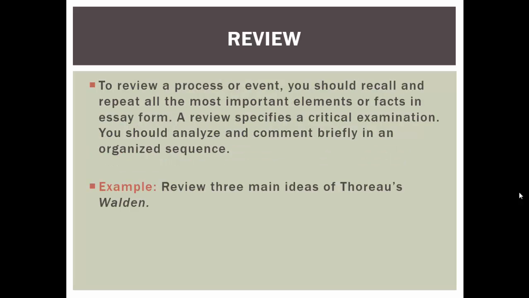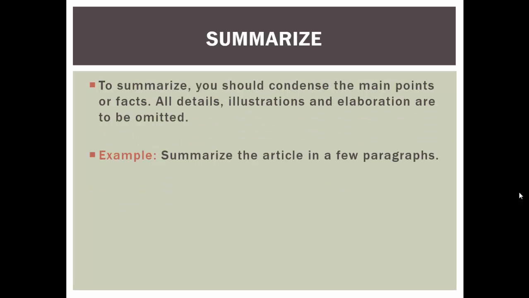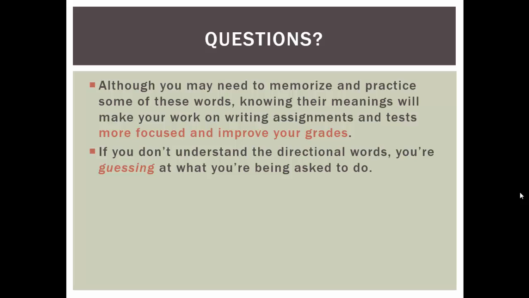Review. To review a process or event, you should recall and repeat all of the most important information or facts in essay form. A review specifies a critical examination. You should analyze and comment briefly in an organized sequence. For example, review 3 main ideas of Thoreau's Walden. Summarize. To summarize, you should condense the main points or facts. All details, illustrations, and elaboration are to be omitted. For example, summarize the article in a few paragraphs.